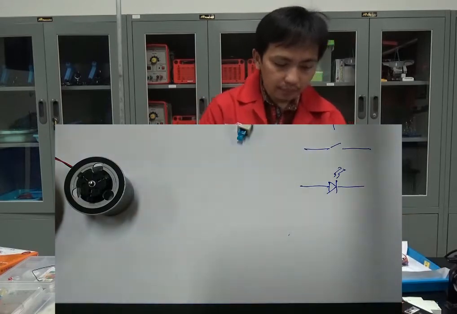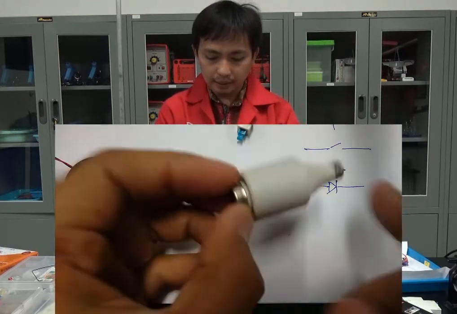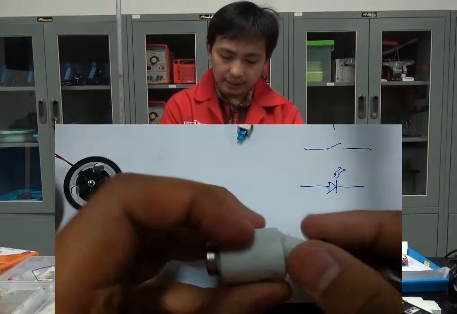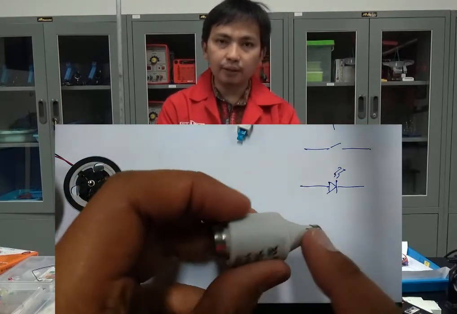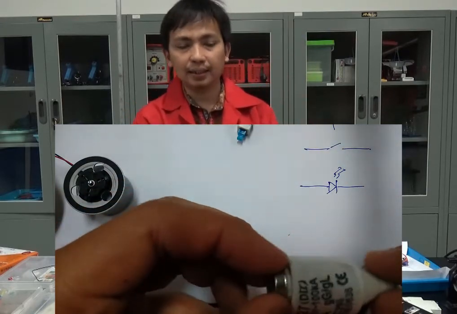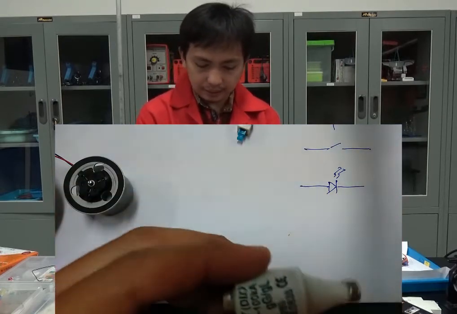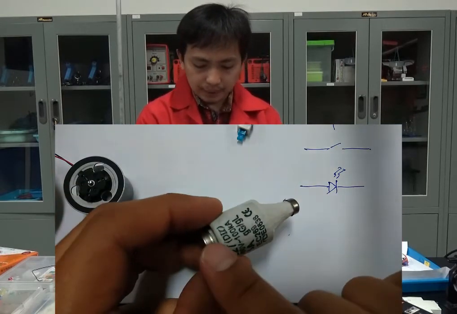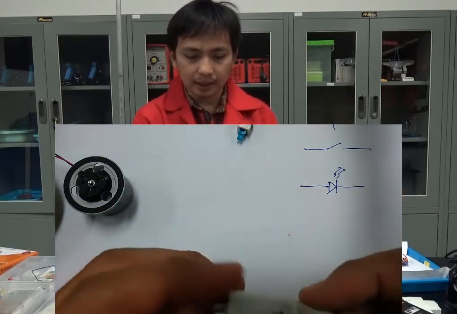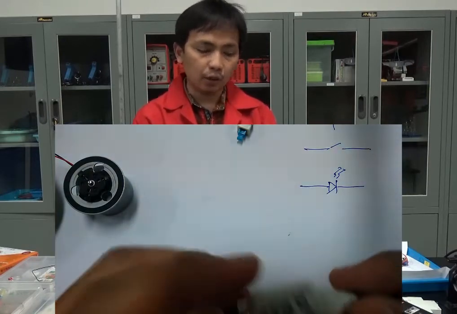And this is a fuse at home. Inside there is a wire. The wire will burn and be cut when the current exceeds the allowed limit. When the current flows, it makes the fuse warmer, and when it gets too hot, the wire will be cut, to protect the electricity at home.